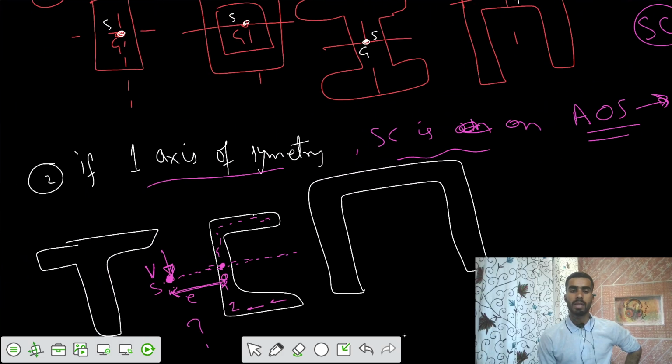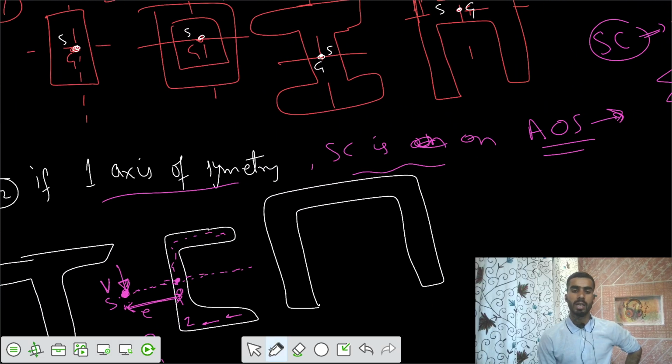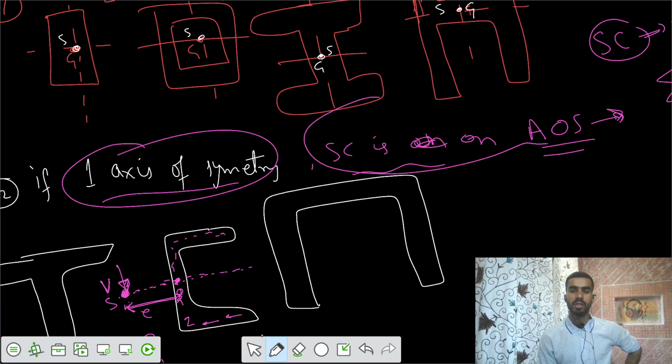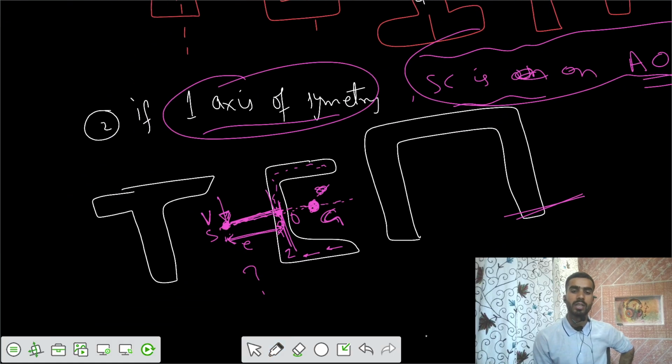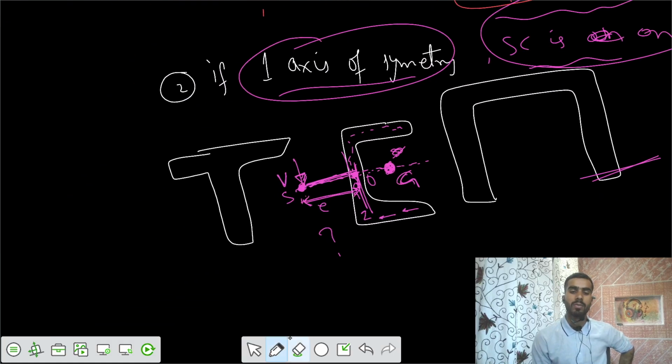So the second statement is that if the section has one axis of symmetry, the shear center is on that axis of symmetry, but not at the location of G, but at some distance away from point O. It's not on the point G itself, but at some distance x from G, such that it is itself on the axis of symmetry.